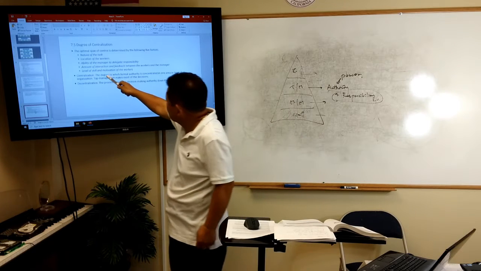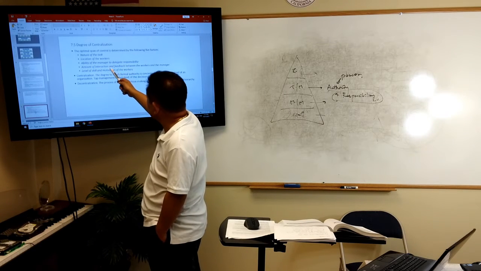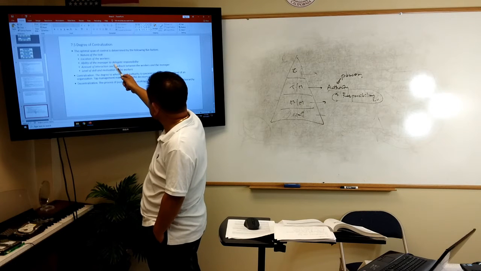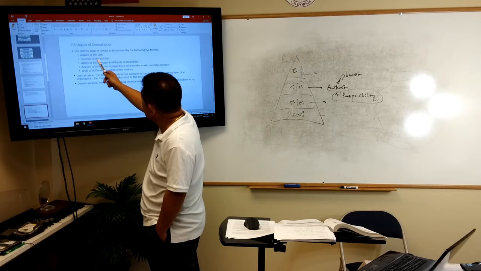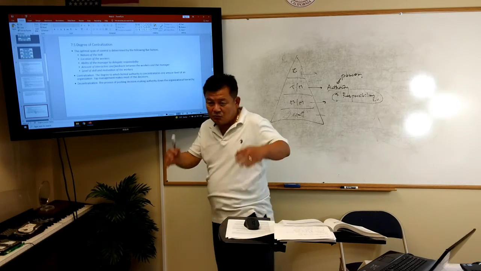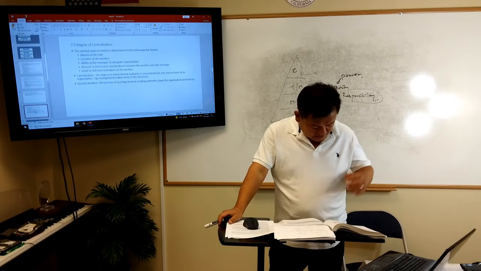The optimal span of control is determined by five factors. Level of skills: the higher, the wider. Amount of interaction and feedback needed: the more, the narrower. Ability of managers: the greater, the wider. Location: the more dispersed, the narrower. The nature of the task: the more complex, the narrower.